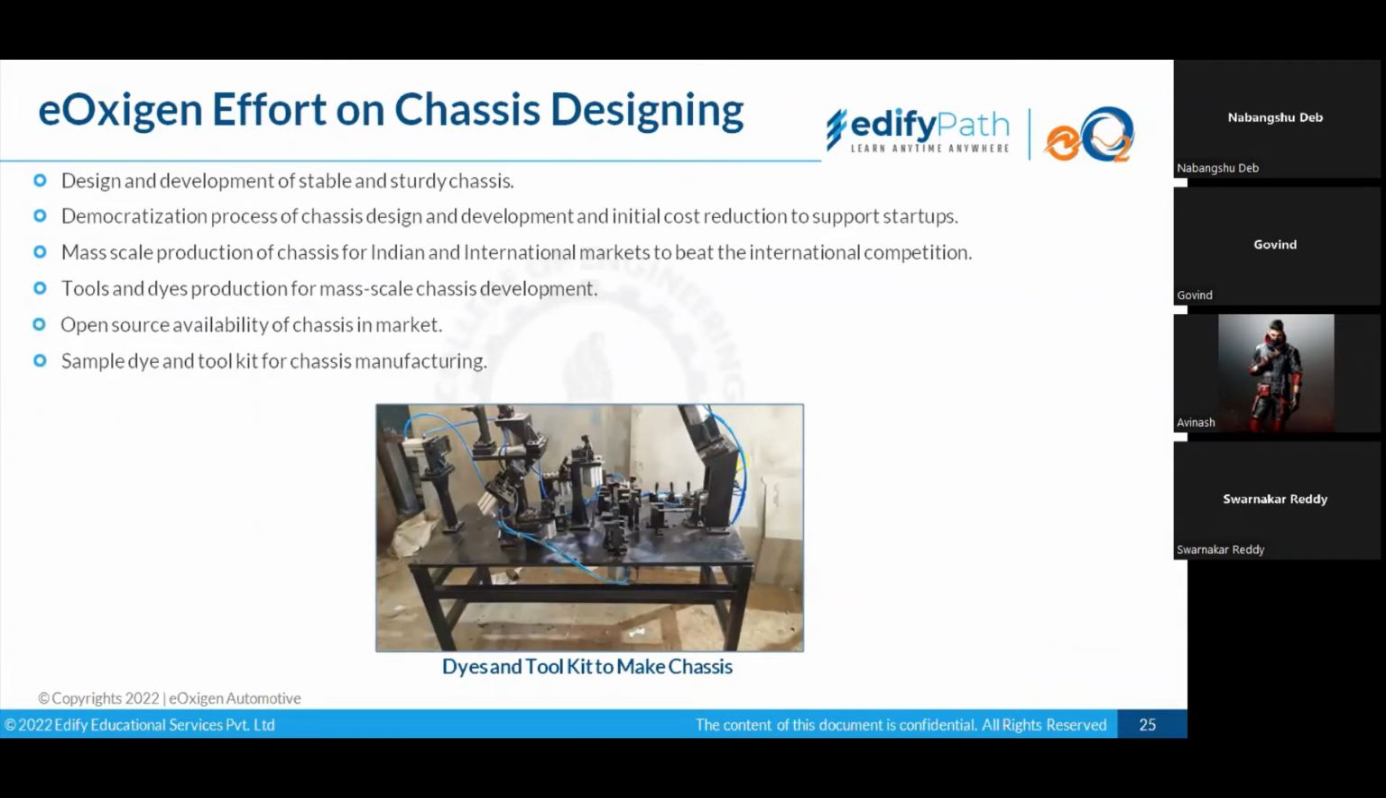Tools and dies production for mass scale chassis development. At the same time, we are also manufacturing tools and dies, so that different types of chassis can be manufactured. Open source availability of chassis in the market, and sample die and toolkit for chassis manufacturing. So if anyone comes with any sort of design, we have a solution available for him. We could manufacture dies for him, and we also have ready dies for some basic vehicle models that are supplied in the market.